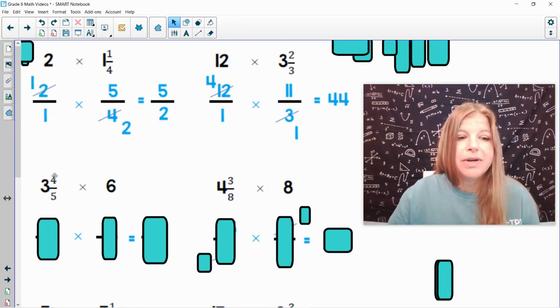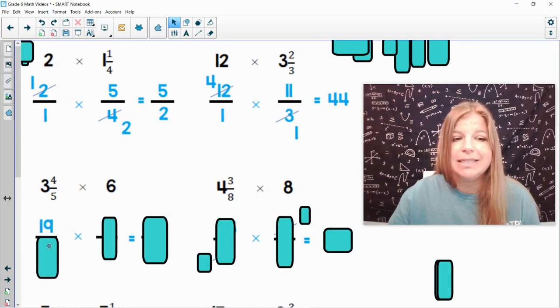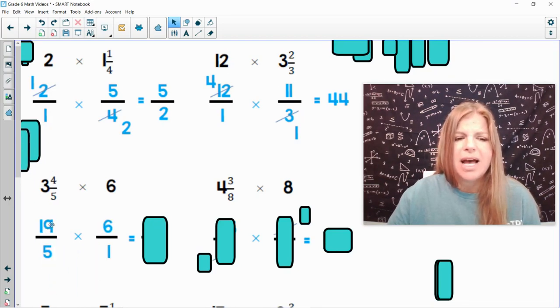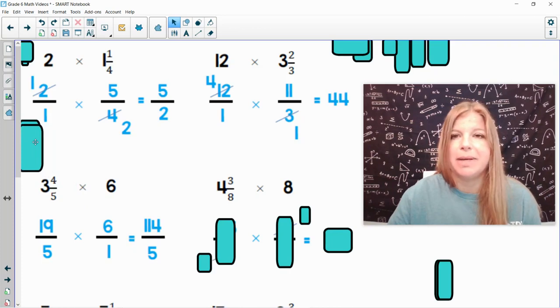Next one, 3 and 4/5 times 6. 5 times 3 is 15, plus 4 is 19. So that's 19/5. 6 is just 6 over 1. I can't cross simplify a 19 and a 1 or a 6 and a 5. 19 times 6 is 114. 5 times 1 is 5. And so that's my answer, 114 over 5.